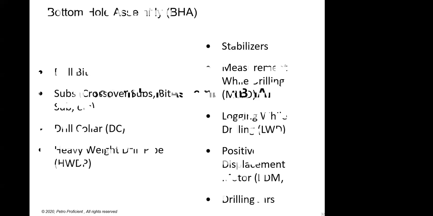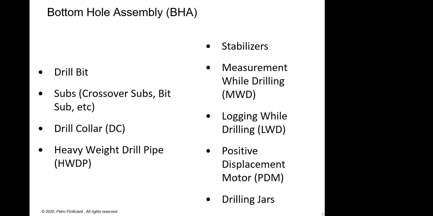Let's talk a little bit about bottom hole assembly. Bottom hole assembly is very important in directional wells as it is in vertical wells, but certain components change in the bottom hole assembly in directional wells. You have your drill bit and you have your subs. The drill bit is the same as you would use in your vertical well.